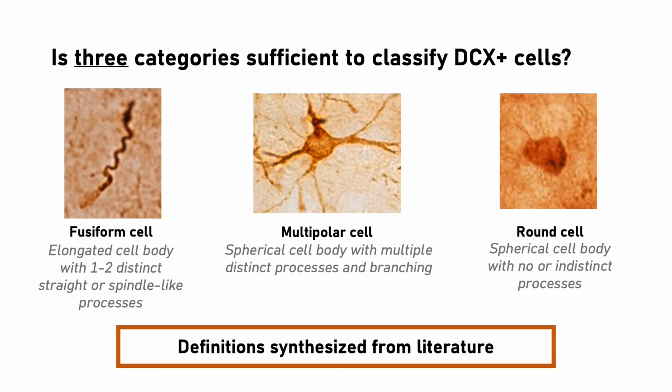The 3 categories we chose were fusiform, multipolar, and round cells. We came up with these 3 categories, and how to define the cells that fit within each of them, based on the previous literature. We defined fusiform cells as having an elongated cell body with 1 to 2 distinct straight or spindle-like processes. We called multipolar cells the cells that had a spherical cell body with multiple distinct processes and branching. And we defined round cells as having a spherical cell body with no or indistinct processes.